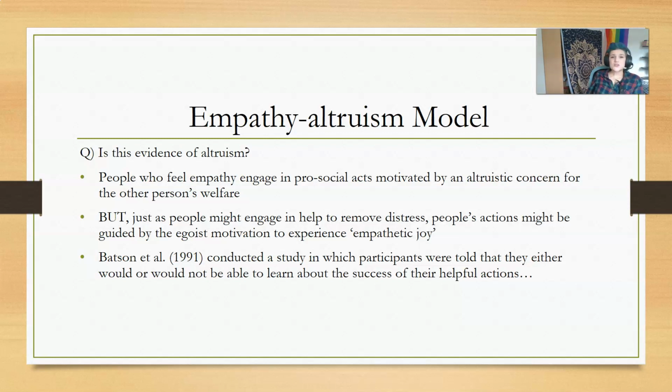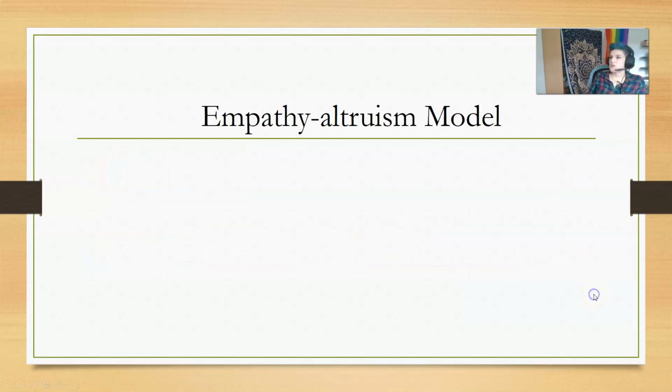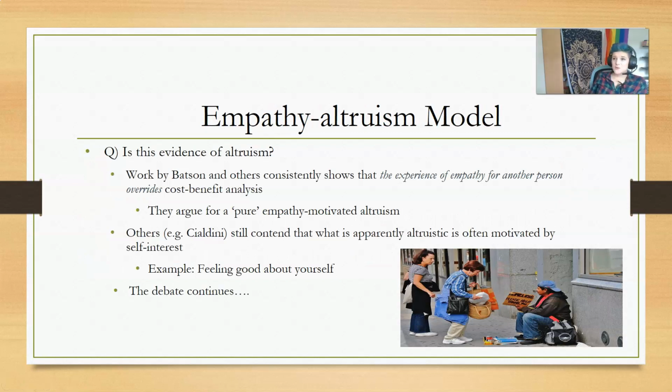Batson et al. conducted a study in which participants were told they either would or would not be able to learn about the success of their helpful actions. So they would have to help someone or not help them, but finding out whether or not they would find out the outcome of their helping behaviour might influence whether or not they choose to engage in it. It was actually found that if someone was a high empathizer, whether or not they found out the outcome of their helping behaviour, they would still be likely to help.